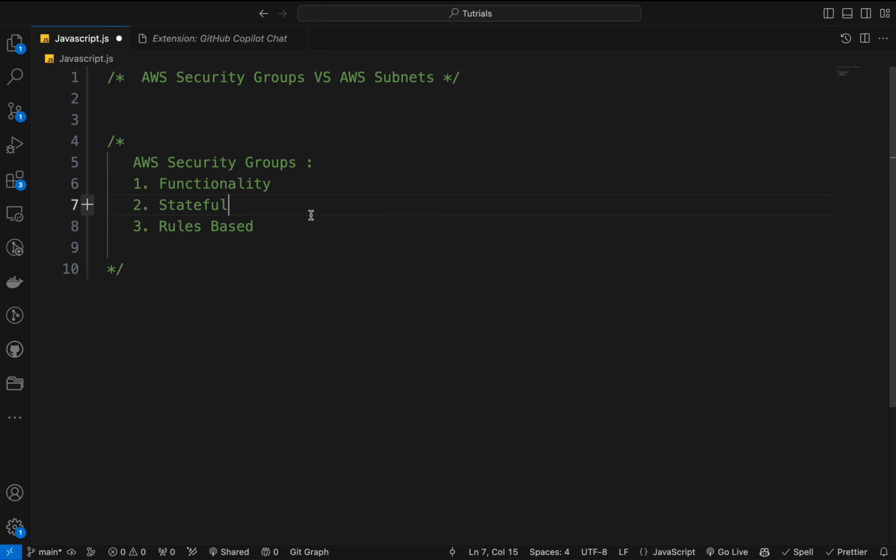Lastly, we have applied to instances, so they are directly associated with EC2 instances and dedicated to the traffic that can reach or leave them. Five, we have dynamic. Changes to security group rules are applied immediately and do not require restarting or relaunching the instances. Let's talk about the subnets.